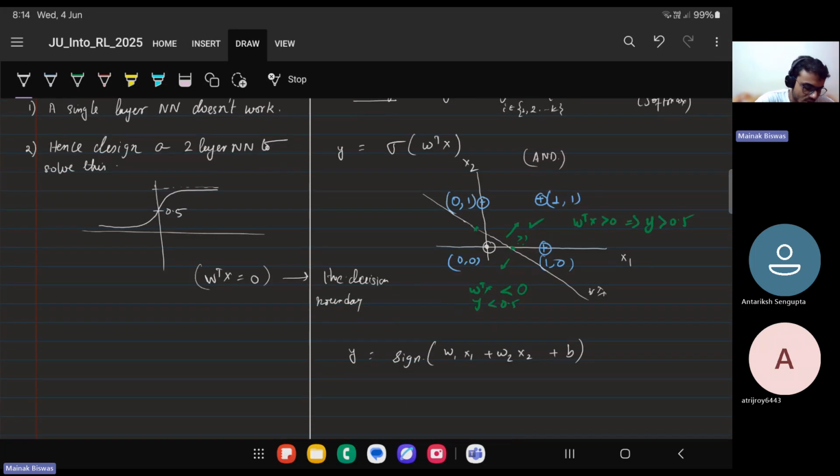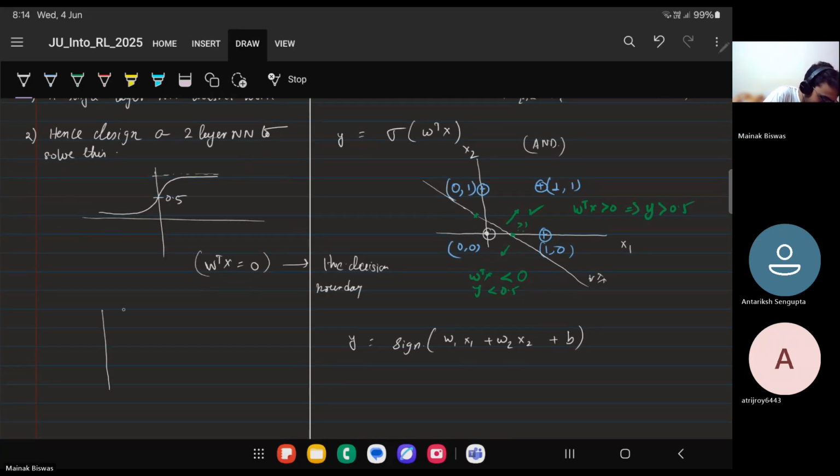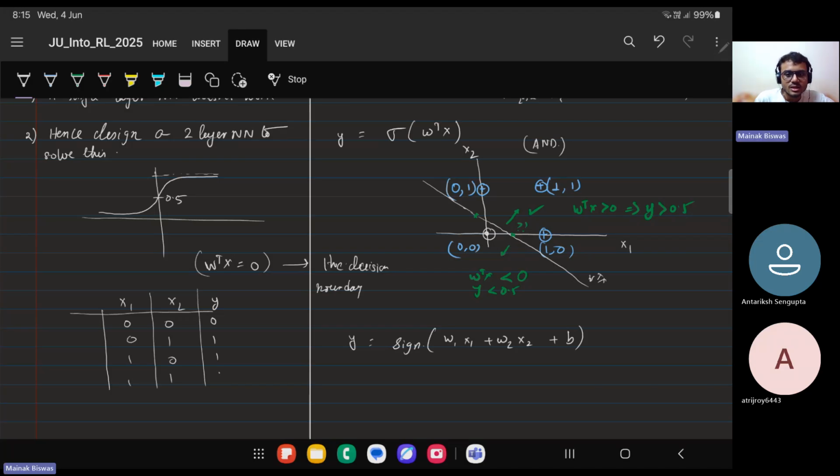We'll see how. Say, for example, what is the contingency table we want? Say x1, x2: 0,0; 0,1; 1,0; 1,1. You want the y to be 0, 1, 1, 1. Yes or no? Right? So let me choose, and I'll show you a specific example.